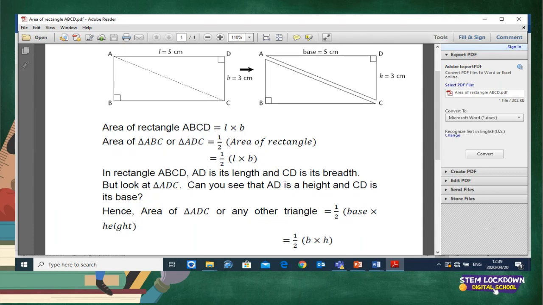And of course, in rectangle ABCD, we know that AD is the length and CD is the breadth. And look at triangle ADC. Can you see that AD is the height and CD is the base? It was turned around. Initially, we had said that AD is the base, and then DC is the height. Well, that depends on how you look at it.